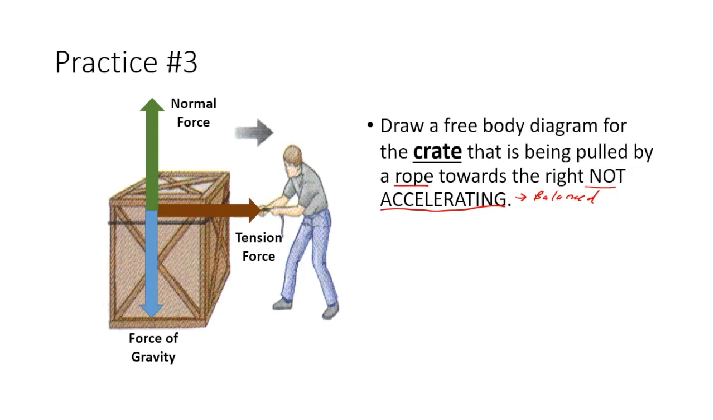And then lastly, it's not moving, so we need something to balance out force tension. We need a force in the opposite direction. Well, the opposite direction of motion, if it was moving, would be friction. Therefore, we're going to have force friction pointed to the left. Again, force normal is equal to force gravity, and we know that force tension is equal to force friction.